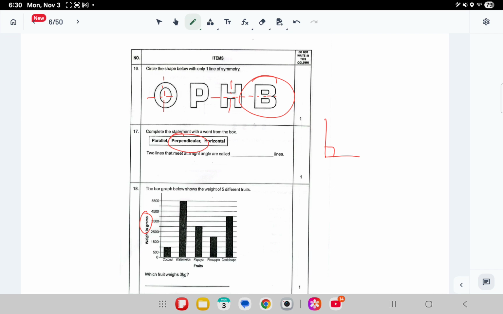They said which fruit weighs 3 kilograms. So all we need to do is to figure out 3 kilograms is equal to 3 by 1000, which is equal to 3000 grams. So which one of these here now is up to 3000 grams? So we extrapolate from here now and we realize it is a papaya. Alright.